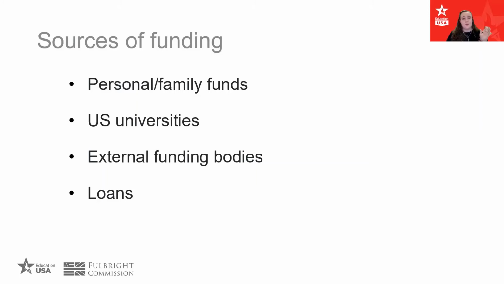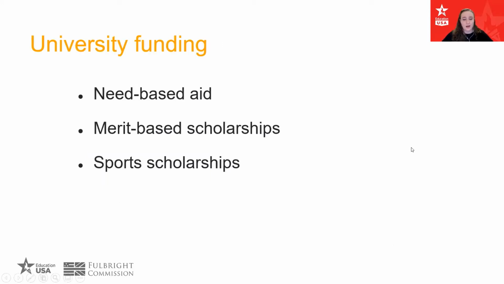So usually students will pull from a mixture of these different sources to fund their studies. Sometimes it's just 1 or 2, but it may be that you need to pull on several of them in order to make your US study possible. I'm now going to talk a little bit more in depth about the 2 main types of university funding, which is need-based financial aid and merit-based scholarships.